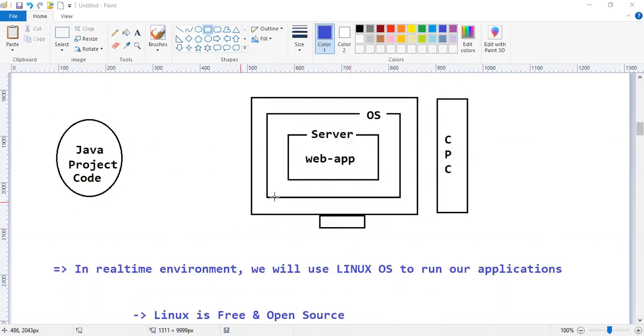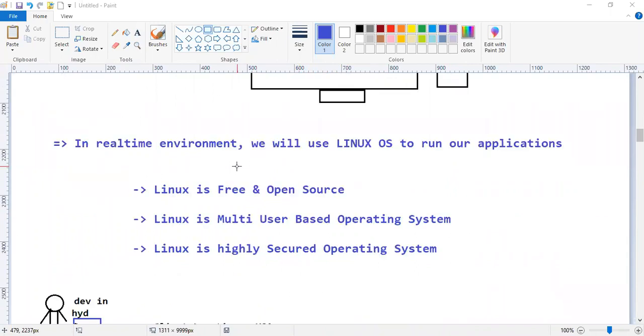In the real time, why am I teaching Linux here? The reason is that in the real time, we will use Linux OS only to run our applications. Okay, why are we going to use Linux? When we compare the Windows operating system and the Linux operating system, Linux has more features. Linux is free and open source. Linux is a multi-user based operating system. Linux is a highly secured operating system.